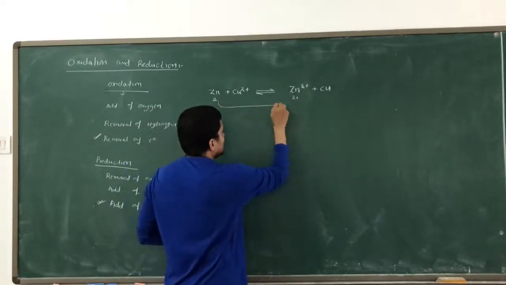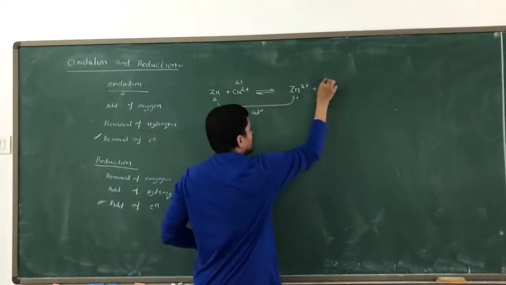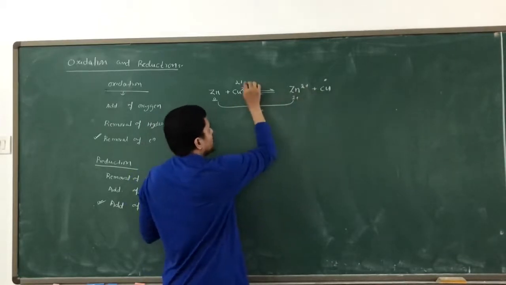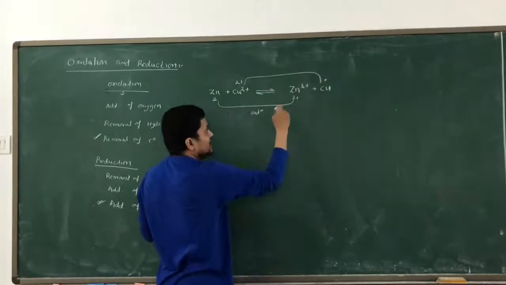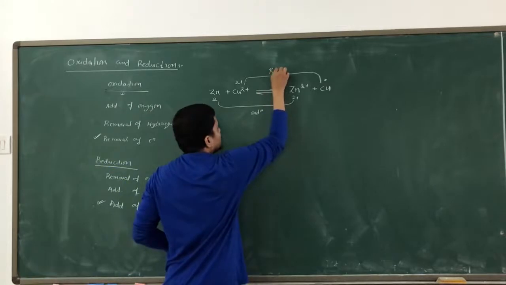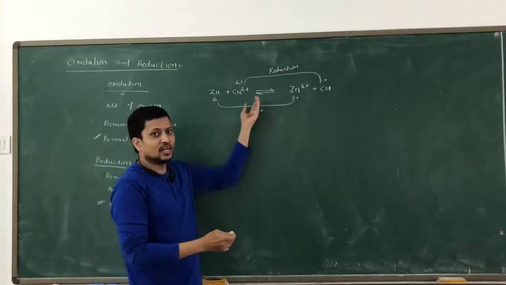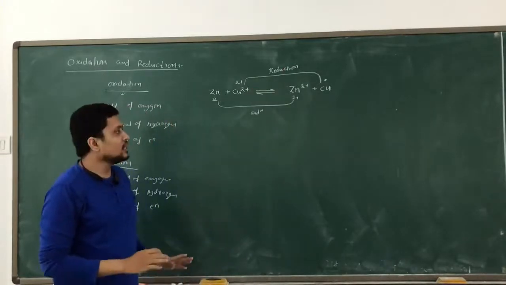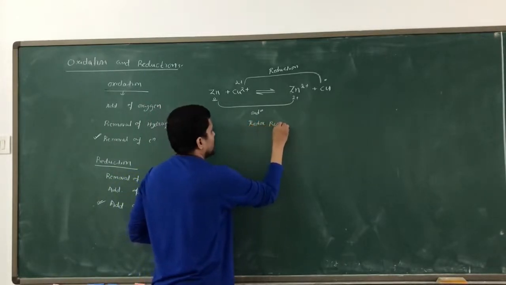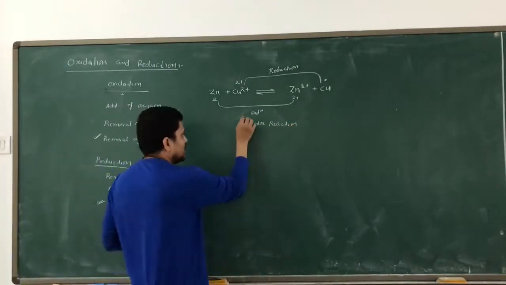Removal of electron is nothing but oxidation. Here, copper 2 plus goes to 0, so electrons are added from here to there. From reactant to product, copper is gaining electron, which is addition of electron. What I said, addition of electron is called reduction. So this particular reaction, where oxidation and reduction take place simultaneously, is a redox reaction. If any reaction has both oxidation and reduction taking place, then you must call that reaction a redox reaction.